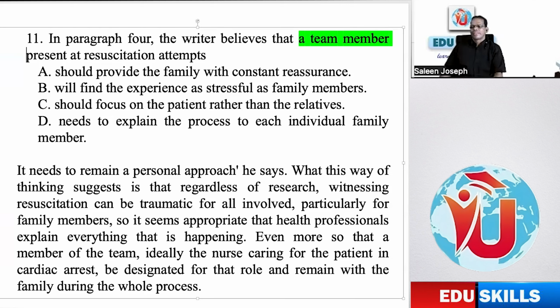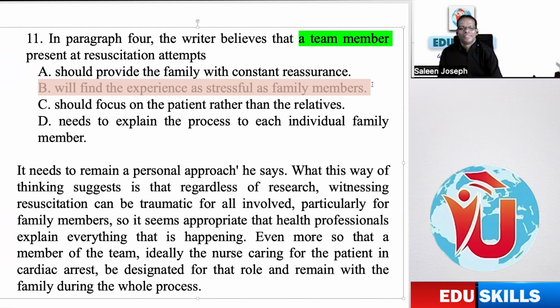In your general sense, you know that cannot be the thing, right? A team member will not find the experience as stressful as family members, right? Being medical professionals, you have been seeing this every day. So, from your general sense, you can eliminate this, right? Yes, Father. A medical team member will not feel as stressful as the family member, right? Just for general understanding. We do not eliminate that, but let's see. We are just experimenting on our feelings.